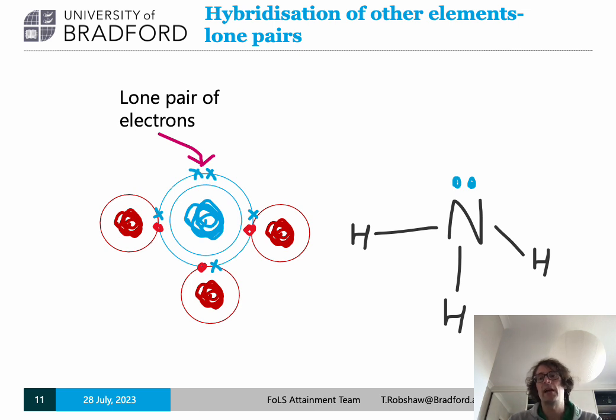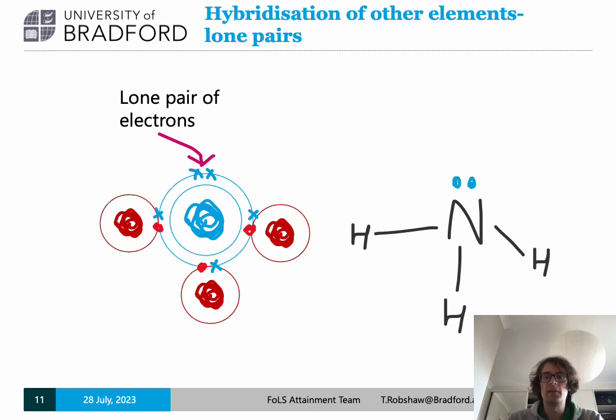We focus very heavily on carbon when talking about hybridisation, but a logical question to ask is whether other elements found in organic molecules can too have hybridised orbitals. And the answer is yes, they can. To explore this a little bit, let's go back to the ammonia molecule that was drawn in the previous video.